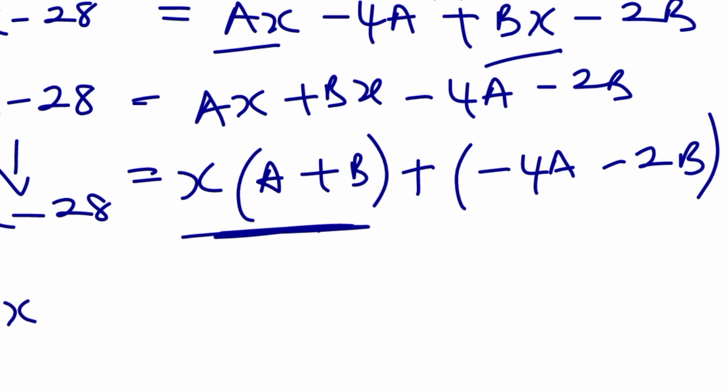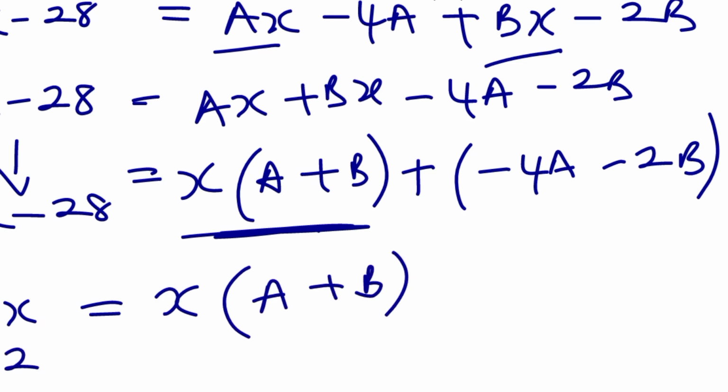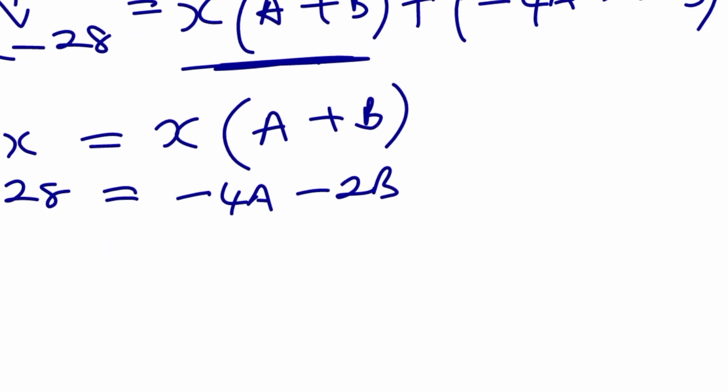And the one that doesn't have x, we equate it to what? So we say 8x is equal to x open bracket a plus b. And the second one is negative 28, so that one too is also equal to what? Minus 4a minus 2b. So that's one of the things about partial fraction. We'll keep breaking it down to simplify things.